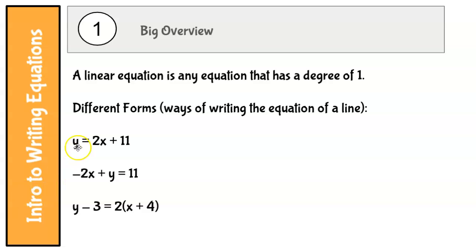In this unit, we are only talking about linear equations. A linear equation is any equation that has a degree of 1. And there are different forms, which are different ways of writing the equation of a line. You can see those forms here. These are all different representations of the very same line.